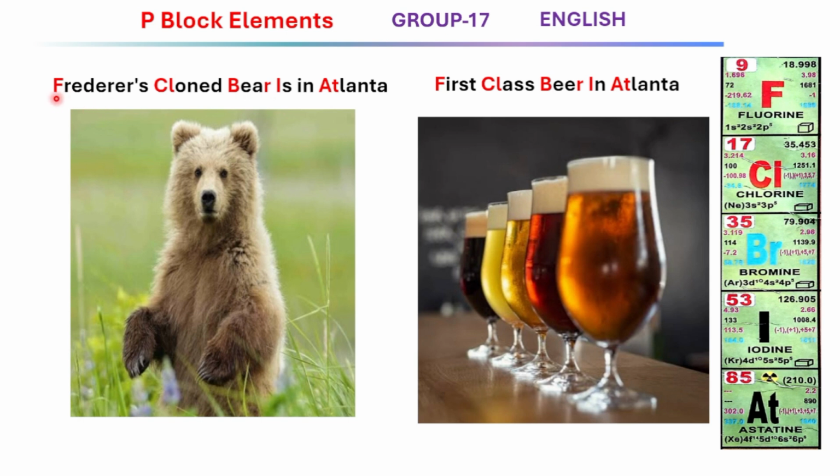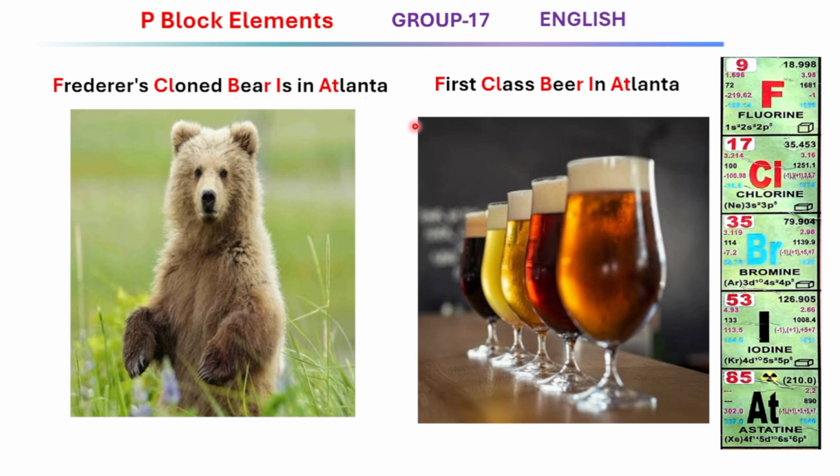From Federer's, F stands for fluorine. Cloned, Cl, represents chlorine. Bear, B and R, represents bromine. Is in, so from in you have I as the starting letter, and from the I you can remember iodine. And where is it? In Atlanta. Atlanta starts with At, that is for astatine. So Federer's cloned bear is in Atlanta.